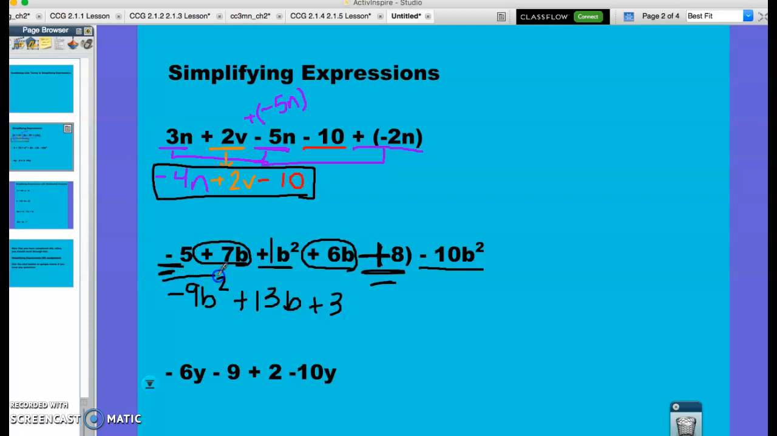Okay, now if I look again, I don't have any like terms. Remember, b squared and b are not like terms. These are different. The b squared term and the b term, those are different. So this is a combined or a simplified expression.